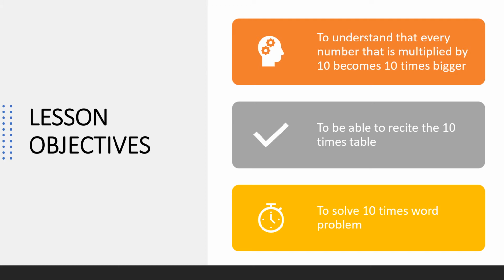Of course, by now, I know you must have been able to recite the 10 times table, but again, we will review the 10 times table. At the end of today's lesson, you must be able to recite it. And finally, word problems. When you're given a word problem that has to do with the 10 times table, we should be able to solve it.